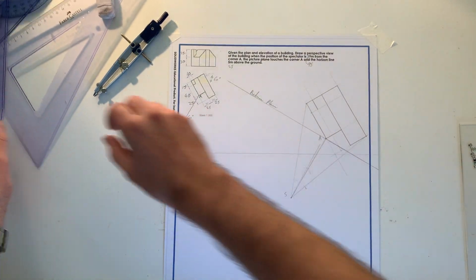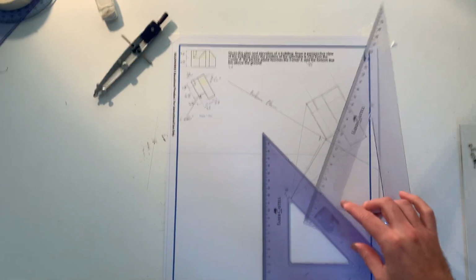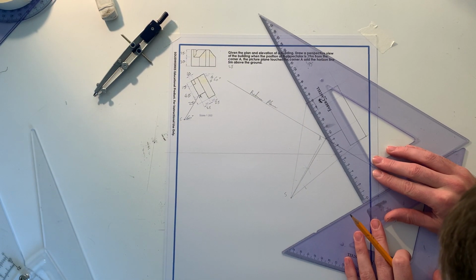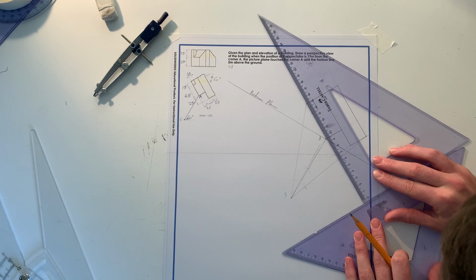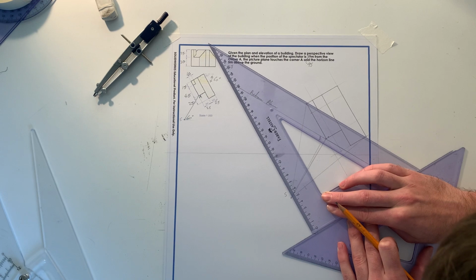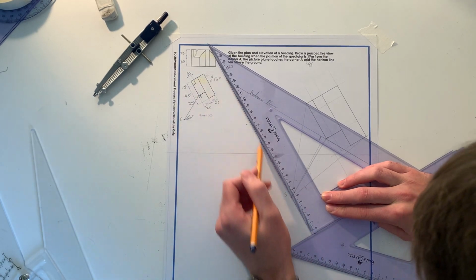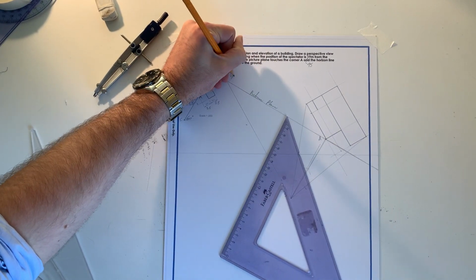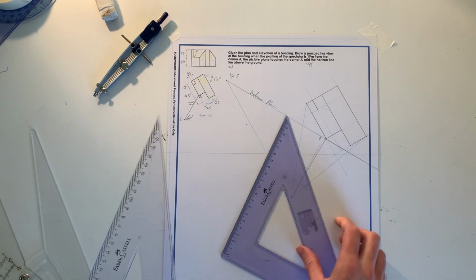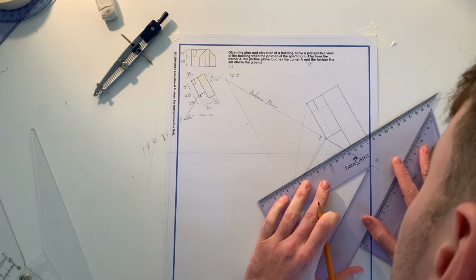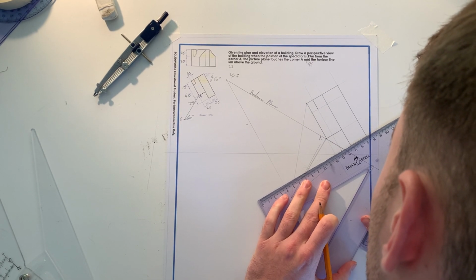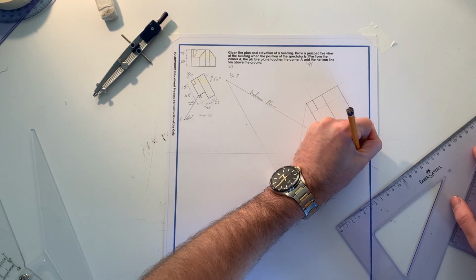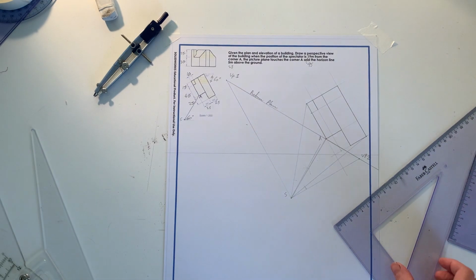So for this I'm going to use my sliding set squares. Trying to keep it as accurate as possible. That point there is going to be our VP1. It's going to be our VP2. So our vanishing point 1 and our vanishing point 2.